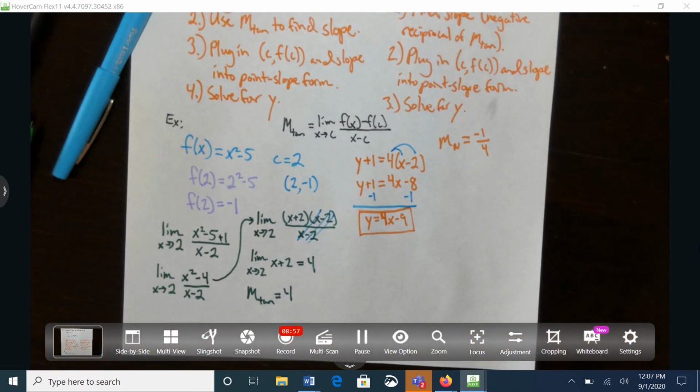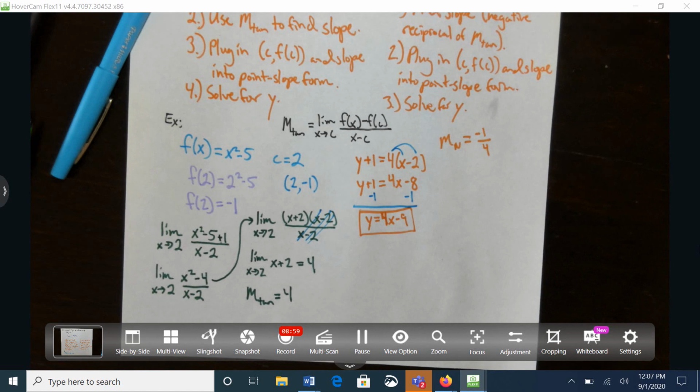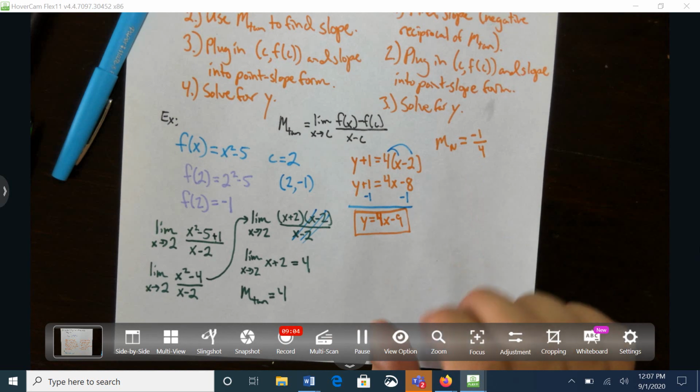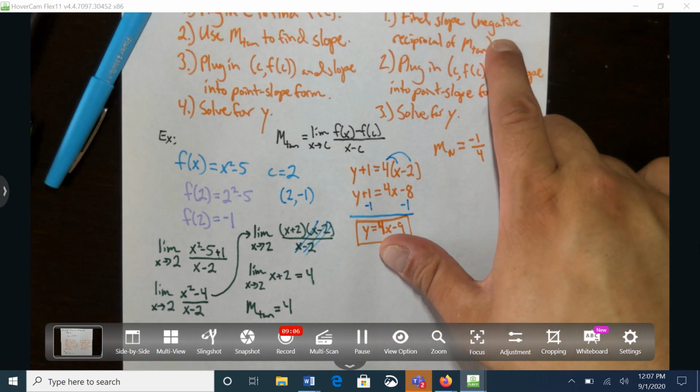That's the negative reciprocal of this. Just change the sign, yeah, so if this was negative, this would become positive, right? Just opposite sign. I should have said opposite sign reciprocal. That's my bad.